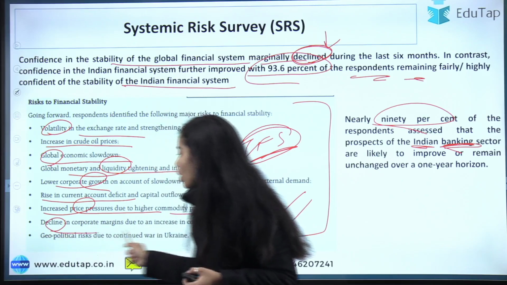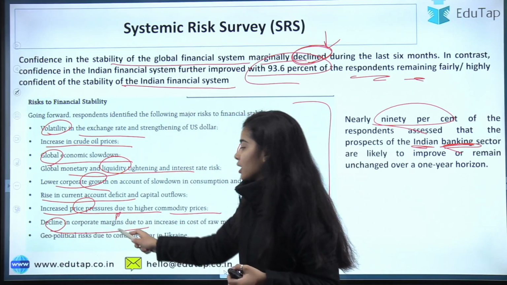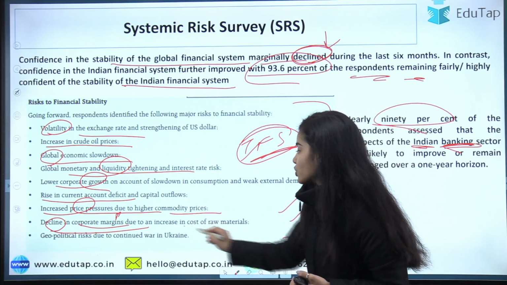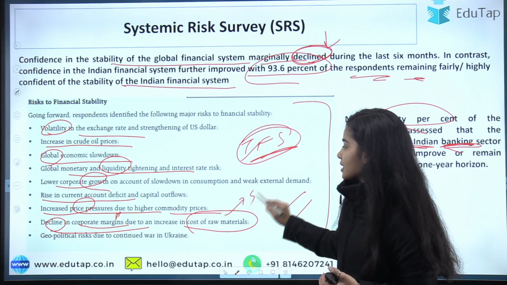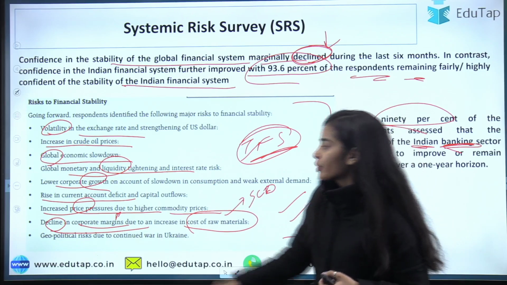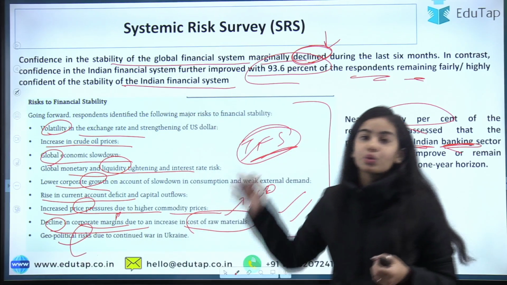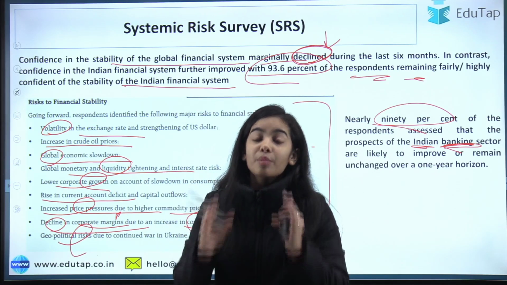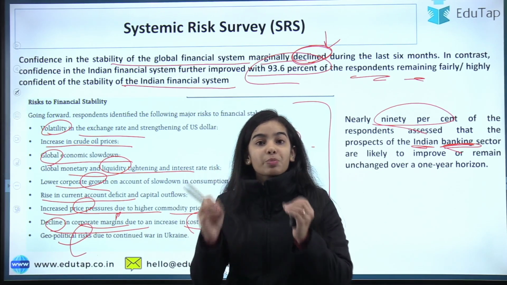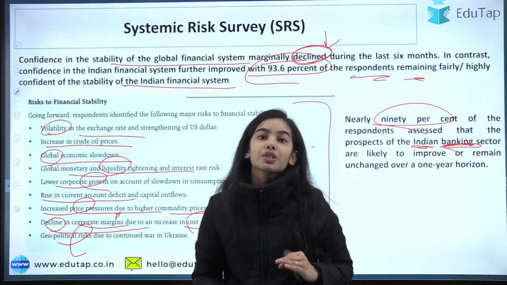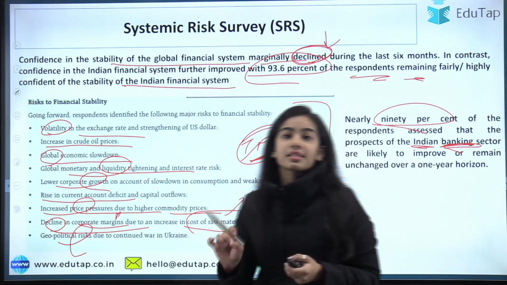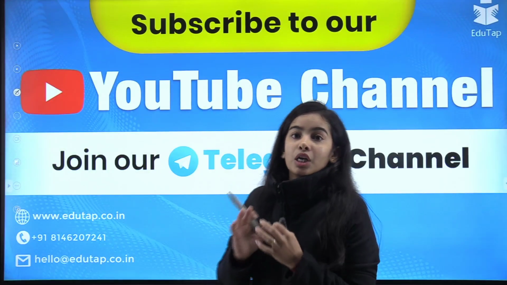The decline in corporate margins, that is, the profits of the corporate sector have declined due to the cost of raw materials, as supply chain disruptions are happening. Geopolitical risks are coming. So due to these, the Indian financial system can fall into the risk category, but still the respondents believe that our financial system will remain resilient. Okay. So this is all regarding the systemic risk survey. So thank you very much.